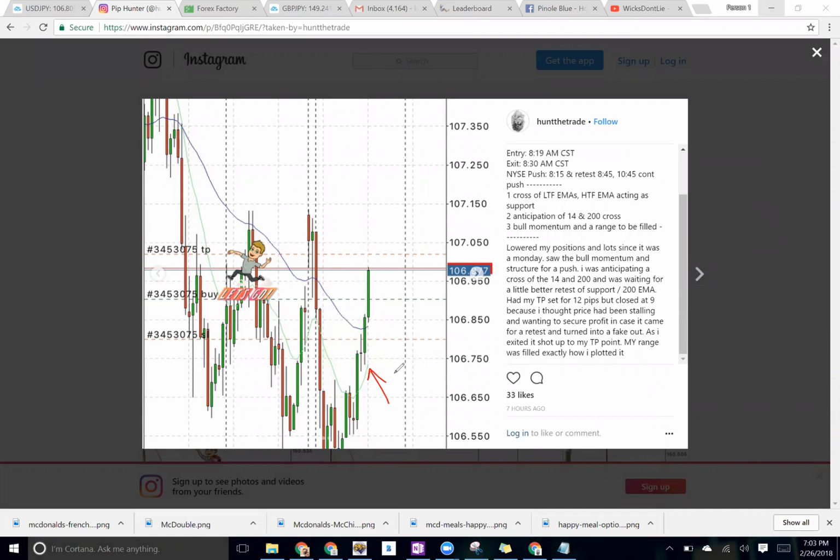This EMA was acting as dynamic support. We had a ton of bullish momentum going up and closing above the EMA and having it act as support. So I knew that we'd probably go and fill that range.